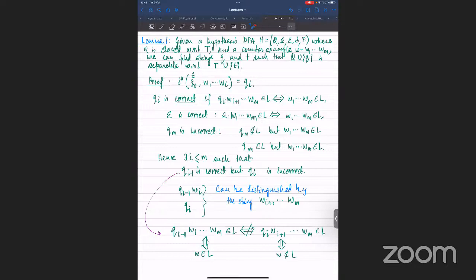Okay. Now, if this happens, what does it mean to say that this is correct? That means that Qi minus 1 followed by the suffix belongs to L if and only if W belongs to L, from the definition of correctness. This is incorrect. What does it mean? This means that Qi and the suffix belongs to L if and only if W does not belong to L. Right? The definition of incorrect, what does it say?